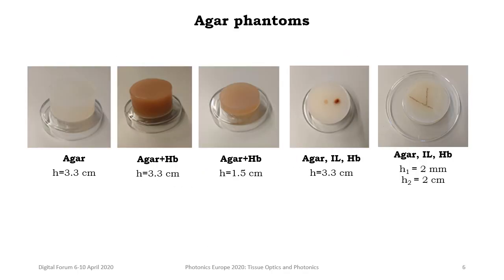This slide shows examples of our phantoms. The first one is pure agar phantom. The second and third one are phantoms with the added hemoglobin of different concentrations and thicknesses. The last two are the phantoms with simulated neoplasms and skin vascular vessels.